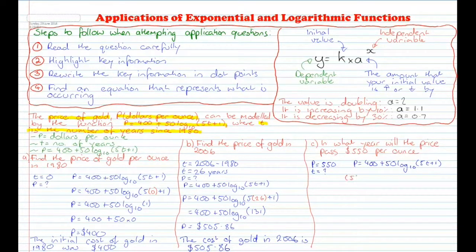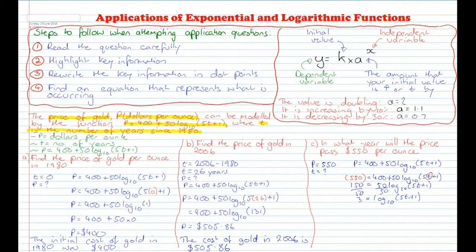So you get 550 is equal to 400 plus 50 log 10 of (5t plus 1). Now what we need to do is look for t, so we'll just circle that one so we know what we're looking for, and we're just going to need to work backwards now. So to do that, we're going to subtract 400 off both sides, so you're going to get 150 is equal to 50 log 10 of (5t plus 1). Then we're going to divide both sides by 50, which is going to get us 3 is equal to log 10 of (5t plus 1).